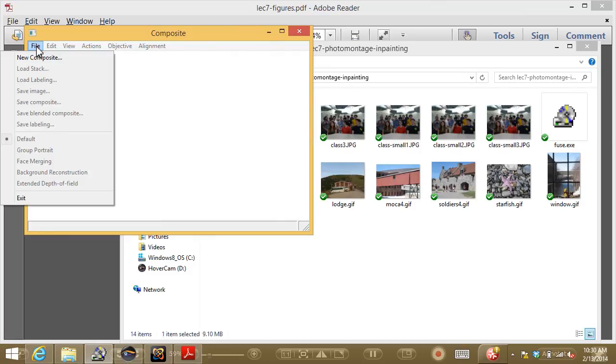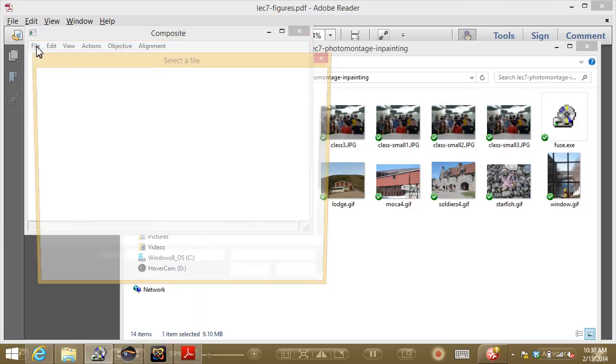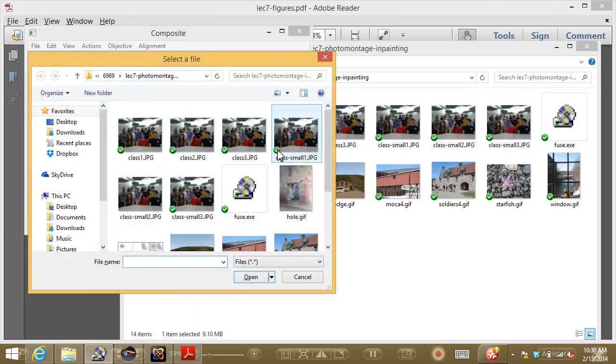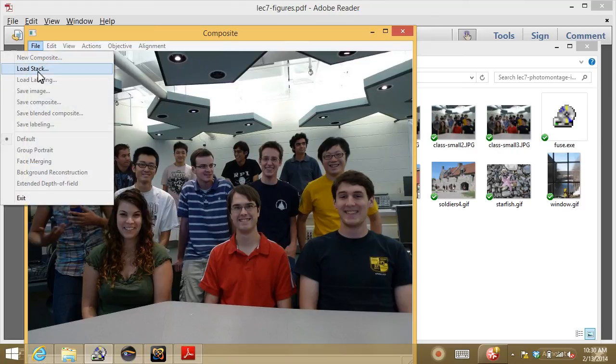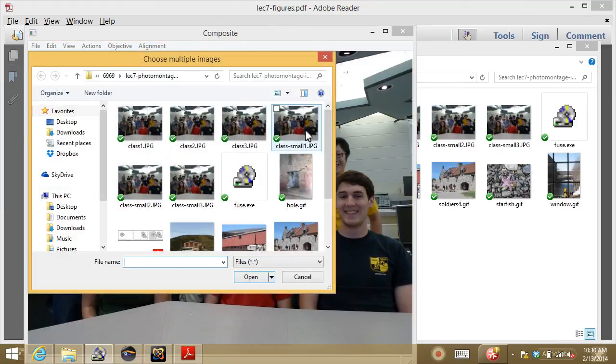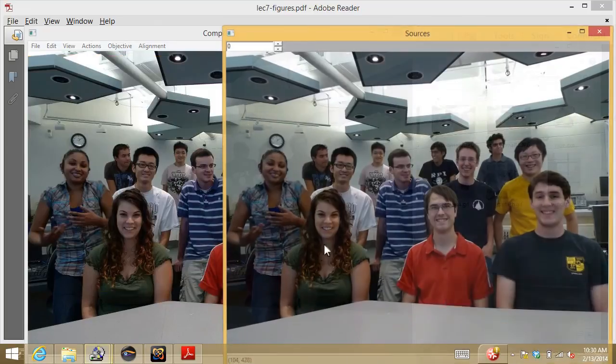And so what I'm going to do is make a new composite. The way that this works is I'm first going to choose one image as my nominal target, right? So you just click on one of the images that you have. This is an image that's not bad because everyone looks pretty good except for a few weird people. And then I'm going to load stack, which means take all the other images that I want to try and composite into this, okay? And that gives me another window.